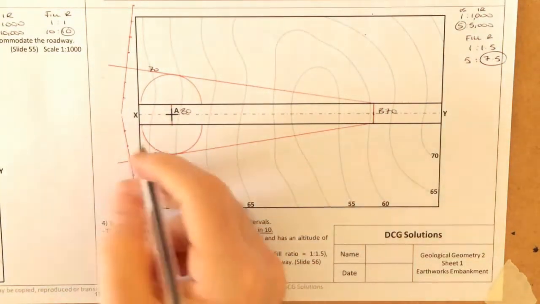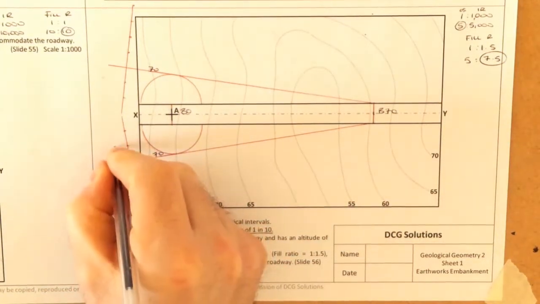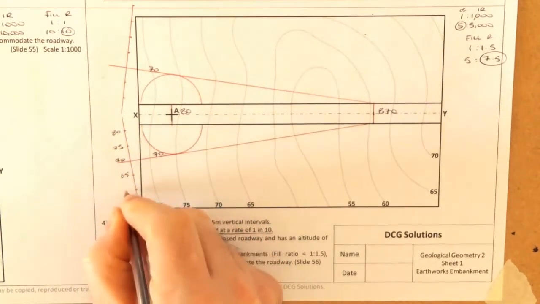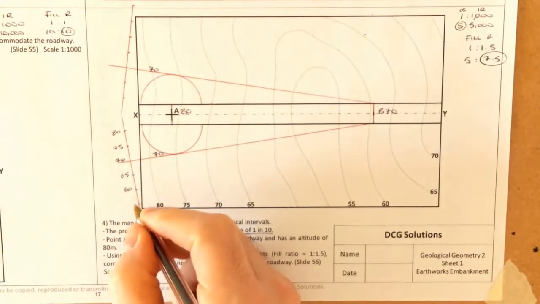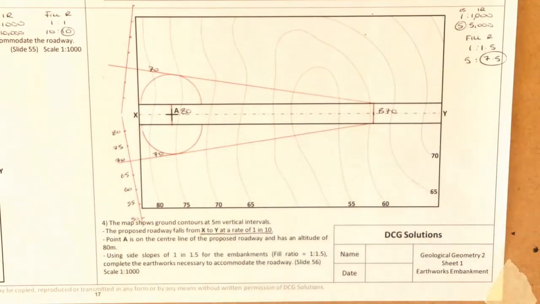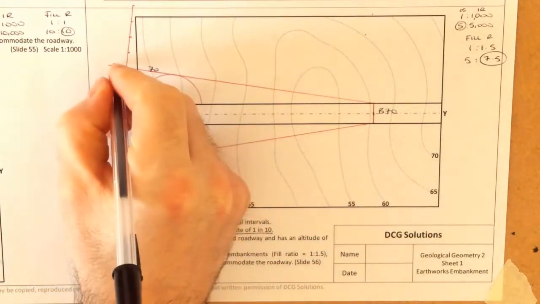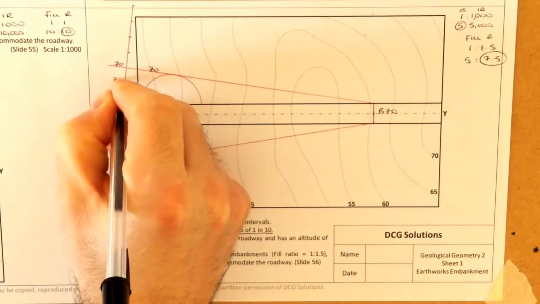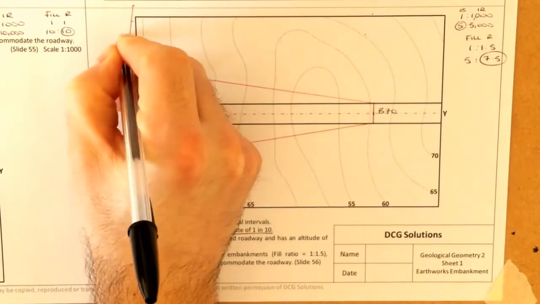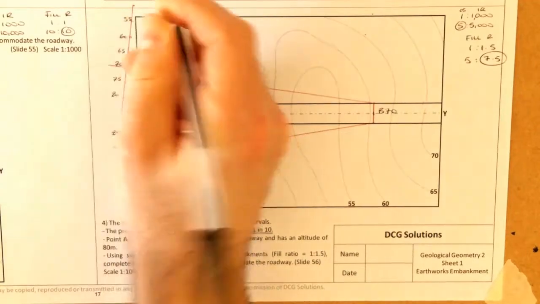So if this is 70 here, this will be 75, 80, 65, 60, then we have 55 and 50. And I'm just seeing, does it go down to 50? I don't think it does. 55 is the lowest. So the same thing on the northern side of the road. So 70 here, 75, 80, as it moves away from the road, 65, 60 and 55.